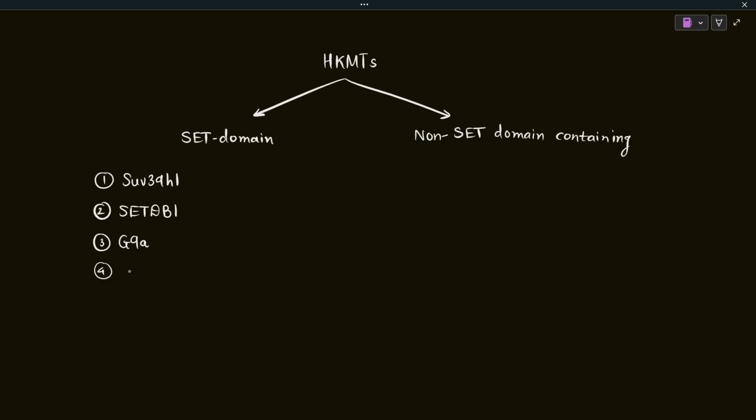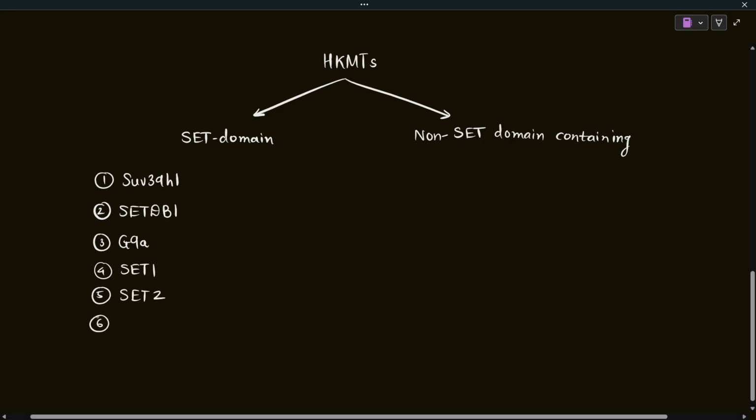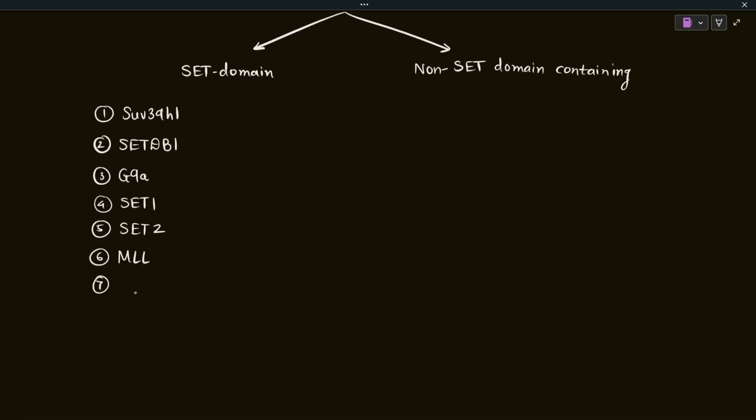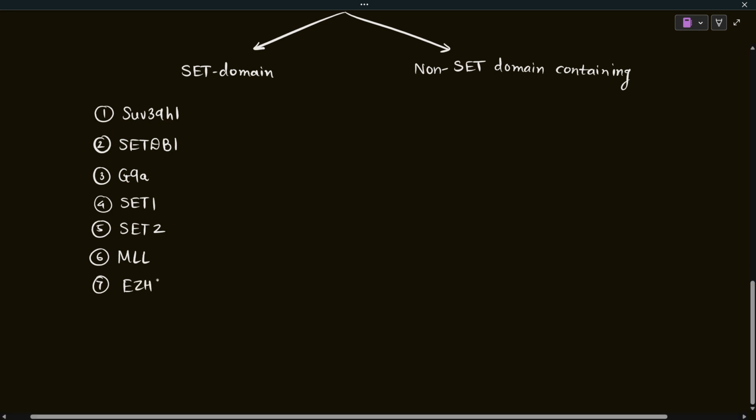There are more, like SET1, SET2, the MLL proteins, the MLL enzyme, and EZH1 and 2. Those are the enzymes which have the SET domain. So SUV39H1, SETDB1, and G9A, all three of those enzymes do the H3K9 methylation. The SET1 enzyme does the H3K4 methylation.